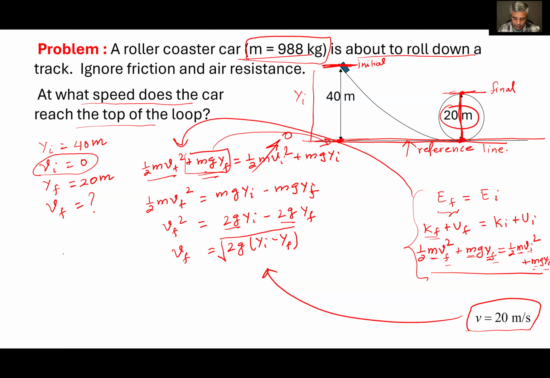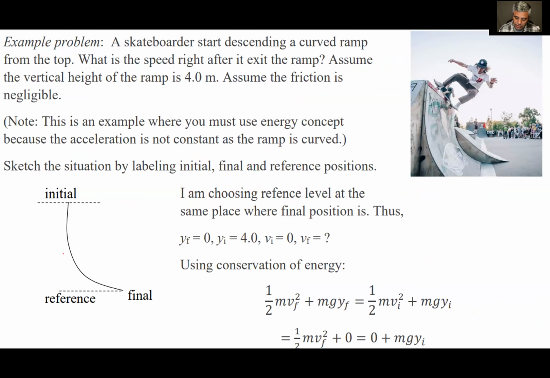But before that, I have another slide here that does a similar problem. This skateboarder is rolling down like that, and we want to find the speed over there, okay? So this example is done. And when we choose the reference down here, this becomes the initial position, right? So that's why that is there. And the final position is 0 because we are choosing the reference right at the final point. And the initial velocity is 0 because it starts rolling down from there, and we want to find the final speed.